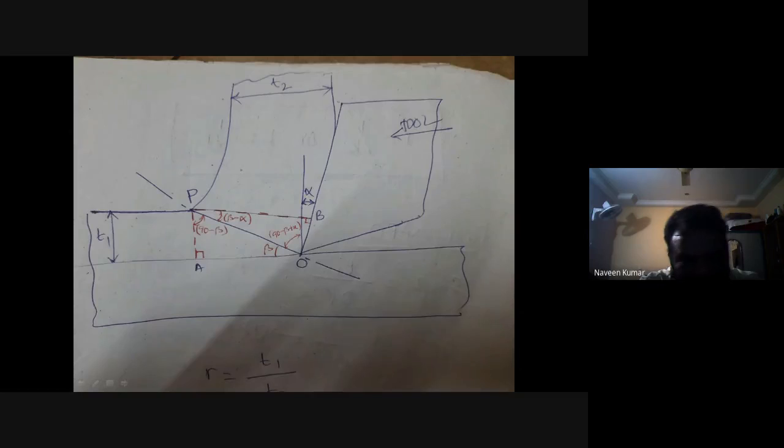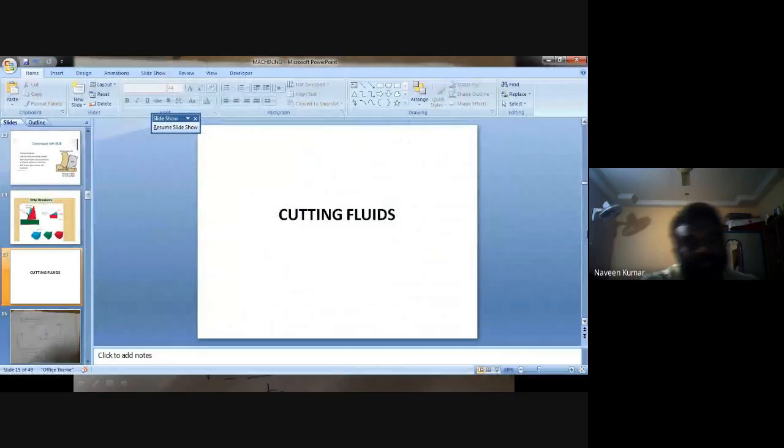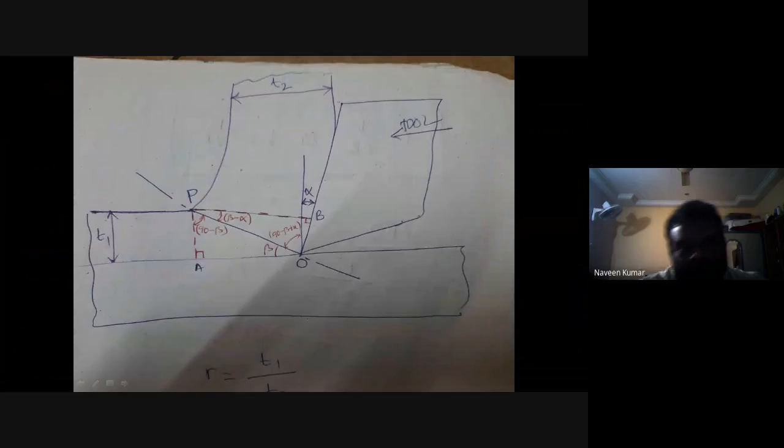Now draw this diagram, and before that put the subheading shear angle. Shear angle beta. Look at the diagram once carefully.